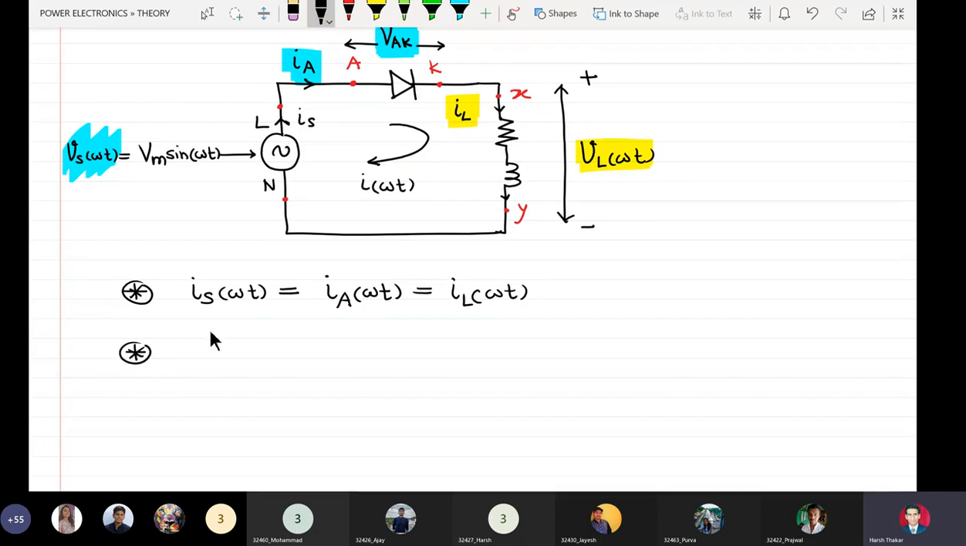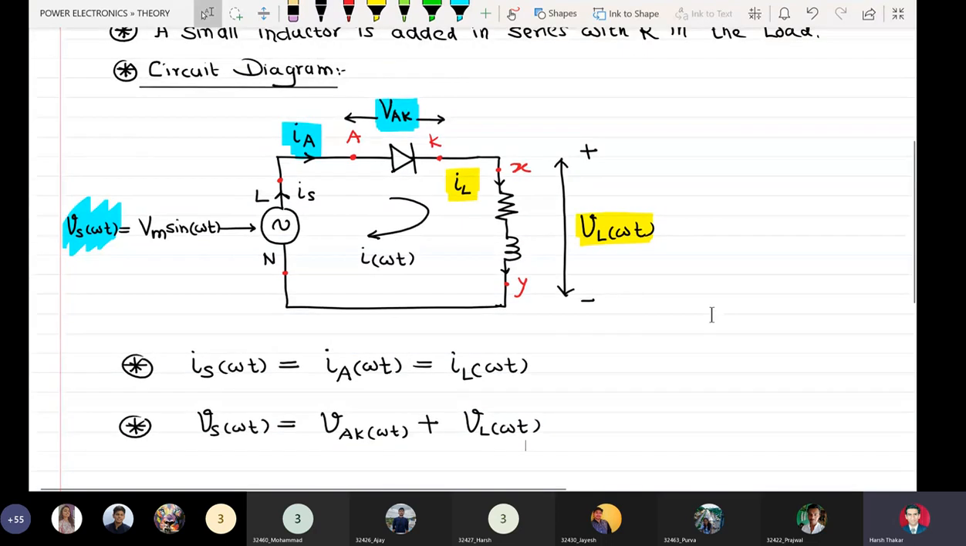Similarly, I can also write using Kirchhoff's voltage law: Vs of omega t is equal to the diode drop VAK added to VL of omega t. Very simple to understand for a third year second semester student.